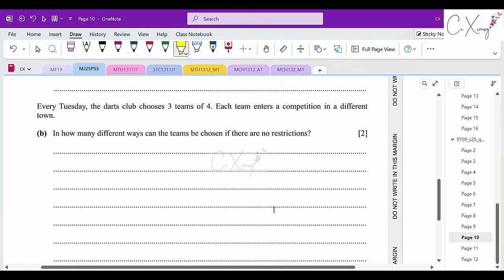Now they said every Tuesday, the club chooses 3 teams of 4. Just now you chose only 1 team, right? You formed only 1 team. But now I want to have 3 teams. Each team enters a competition in a different town. Every single team will be sent to the competition in a different town. In how many different ways can the teams be chosen if there is no restriction? Highlight the keyword chosen again.